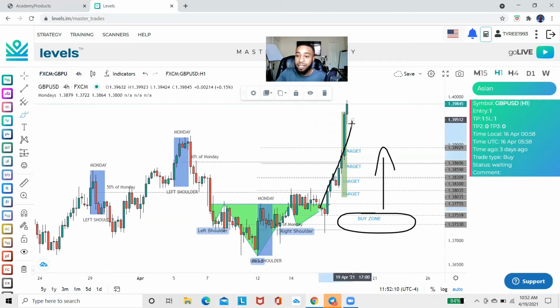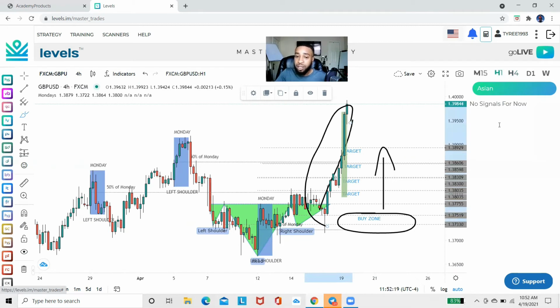And needless to say, that's exactly what the market did, right? The market bought up and it never came back. So his trade ideas, as you can see, this is the only trade idea as of right now.